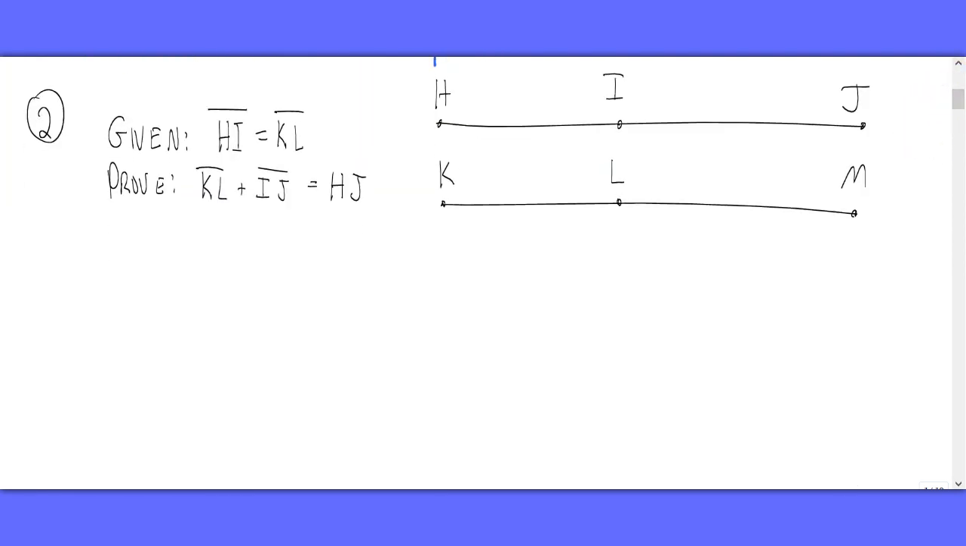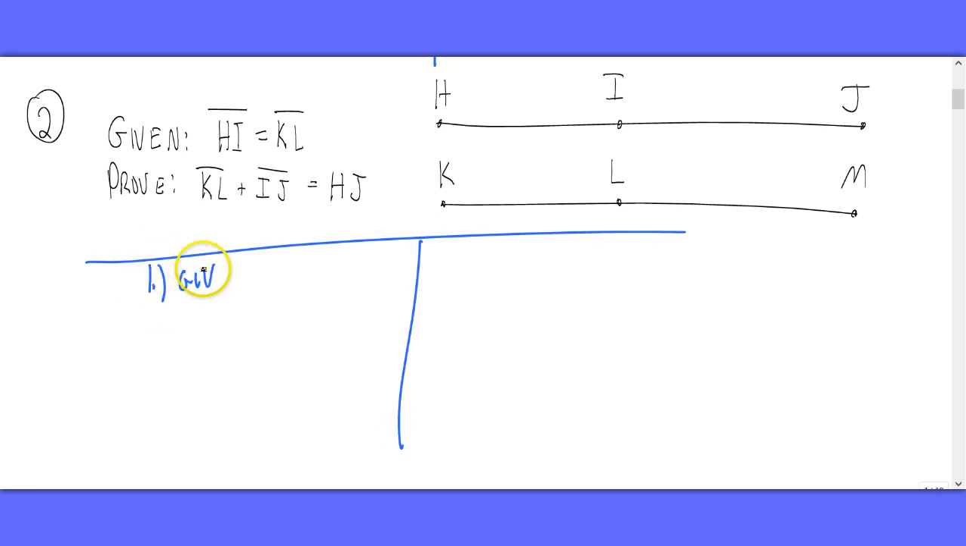Proof number 2. Once again, we're going to start off with the given. And this time the given doesn't give us an equation to write down right away. There's no action we can get out of that.